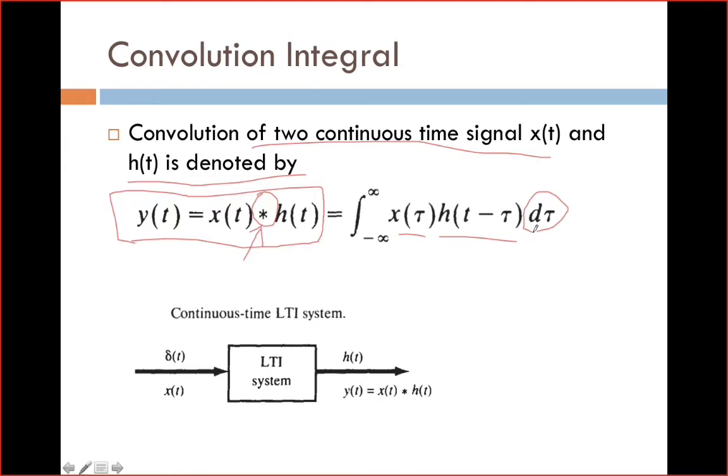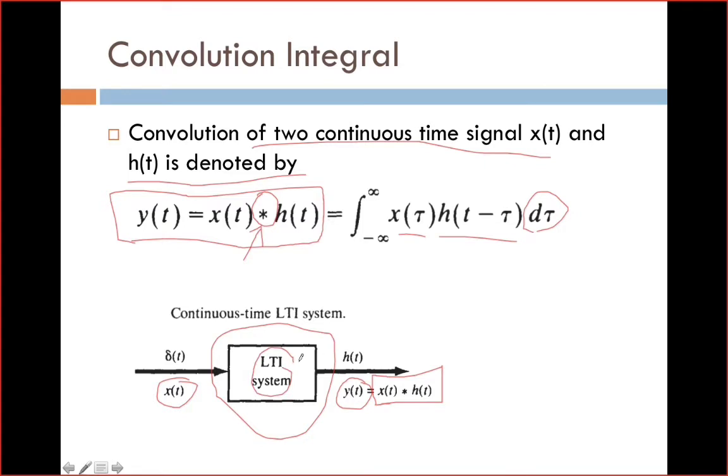What it represents is this: just consider a linear time invariant system. It consists of an input and an output signal. Now consider x of t as the input and y of t as the output, and y of t is nothing but the convolution of x of t, that is the input, and the impulse response of the linear time invariant system.